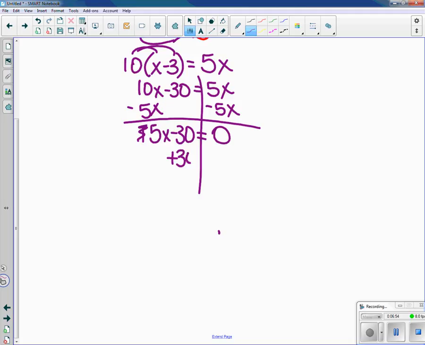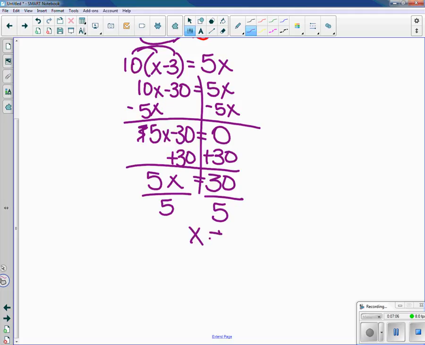So, add 30 to both sides. 5x is equal to 30. Divide by 5. X is equal to 6. What? Cross multiply? No. You can go the opposite direction. It does not matter. So it would be 10x minus 5. Yes. If you brought the 10x over, it is fine.